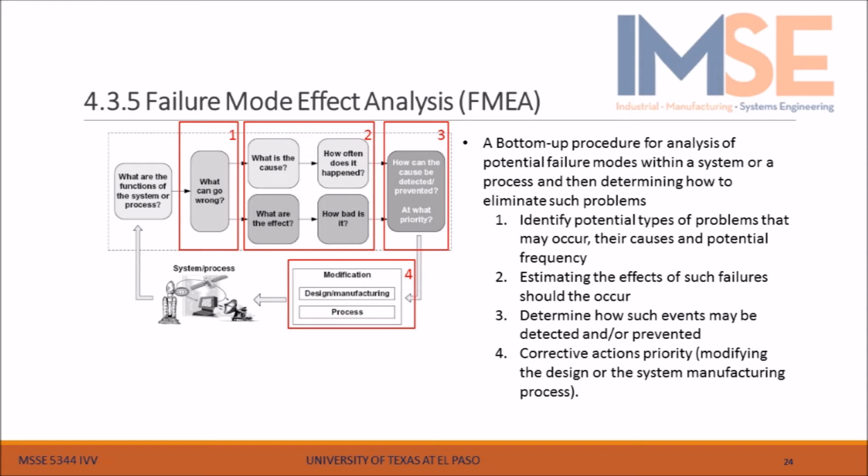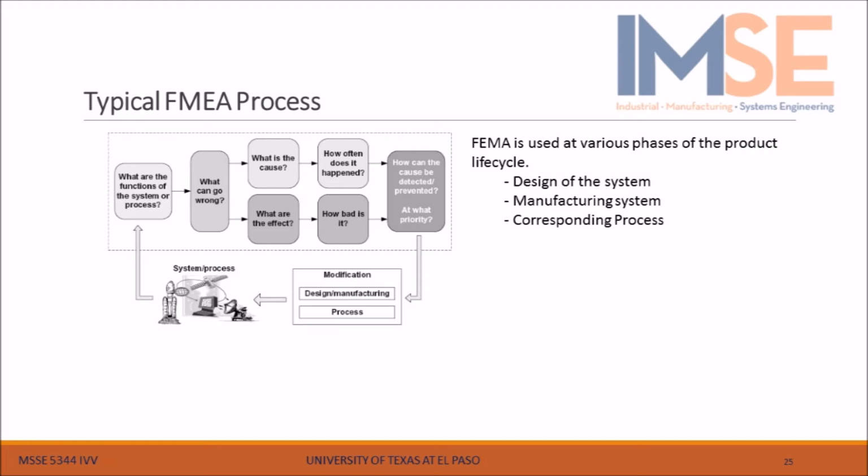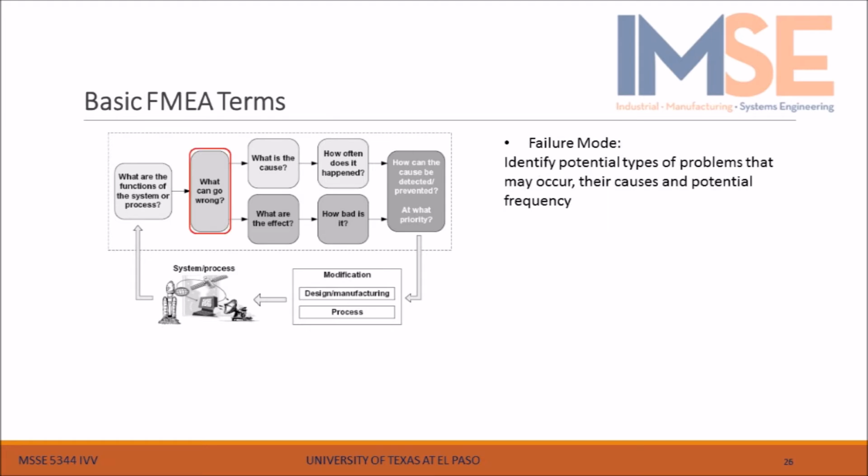This is accomplished by: 1. Identifying potential types of problems that may occur, their causes, and potential frequency. 2. Estimating the effects of such failures should they occur. 3. Determining how such events may be detected and/or prevented. And 4. Corrective actions, priority, modifying the design or the system manufacturing process. FMEA is widely used in various phases of the product life cycle, especially during the design and manufacturing of systems and their corresponding processes. Some basic FMEA terms.